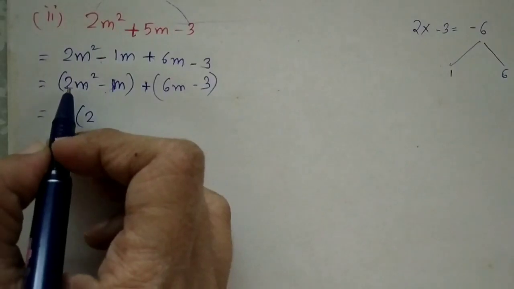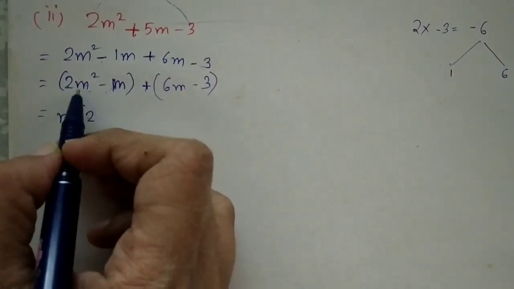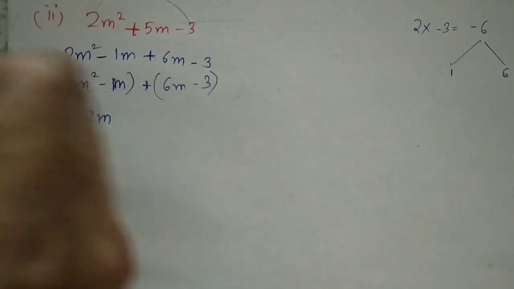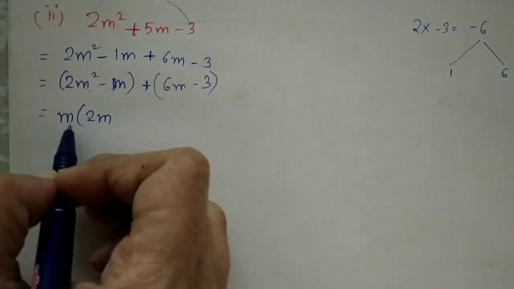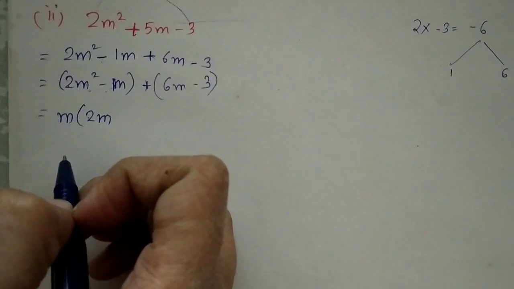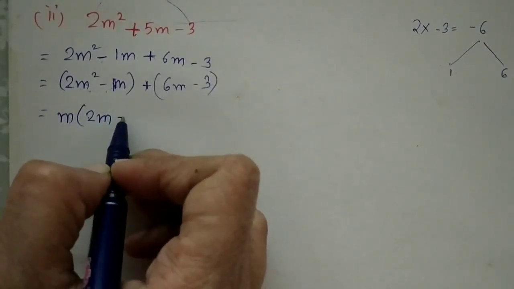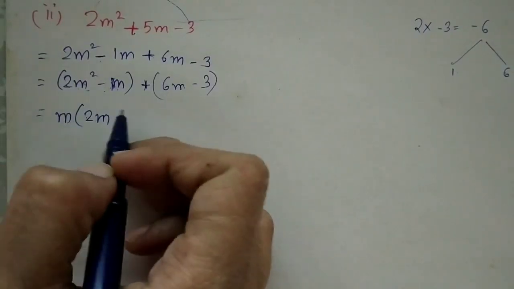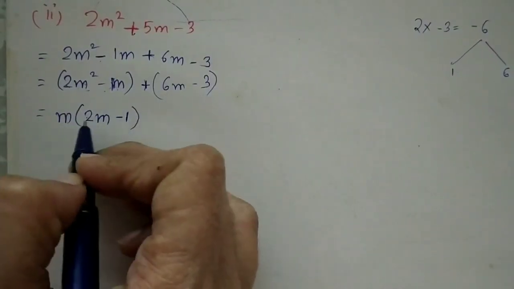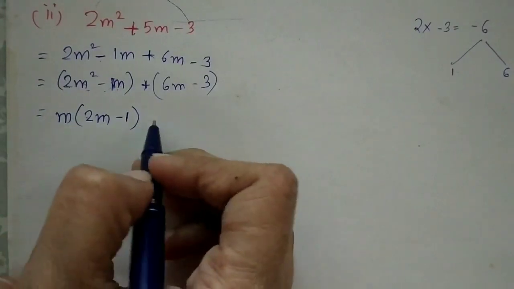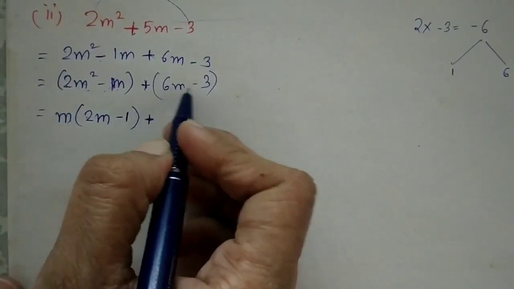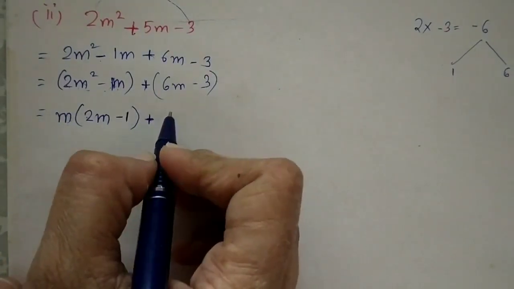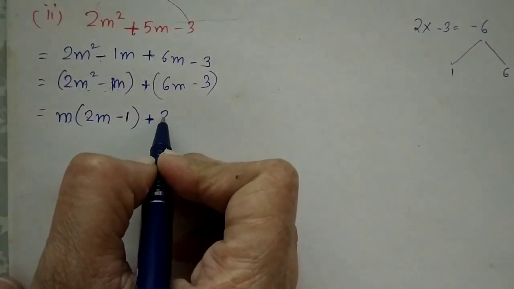See, 2 is inside. Out of 2 m's, 1 m is outside. So inside how much will remain? 1 m. See now, 2m into m will give you 2m square. Yes. Now minus m was there here, which already went outside, so nothing is inside, so there will be 1. M into 1 will give you m, plus 6 and 3 will come in whose table? It will come in 3's table. Yes, so take 3 outside.